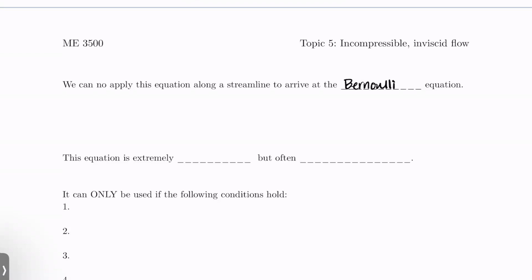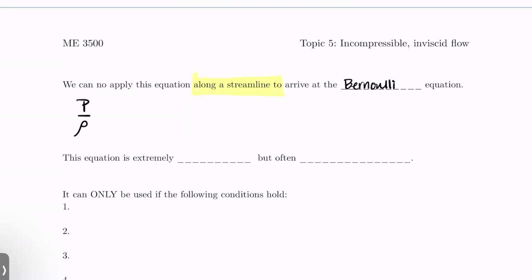And I'm going to highlight the fact that we are using this application along a streamline. That's important. But the equation looks like this. I'm going to try to be obnoxious about how I'm writing pressure and density, so it's very clear because they appear in the same term in this equation. So we have pressure divided by density.